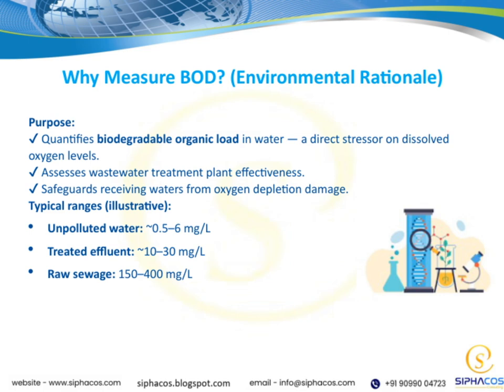Now, just to give you a sense of typical BOD ranges, unpolluted natural waters usually have BOD values around 0.5 to 6 milligrams per liter. Treated effluent often falls between 10 and 30 milligrams per liter, indicating some organic material remains, but is generally manageable. Raw sewage, on the other hand, can have BOD levels from 150 to 400 milligrams per liter, reflecting its high organic content. So, by monitoring these levels, we can better manage water quality and protect aquatic ecosystems effectively.